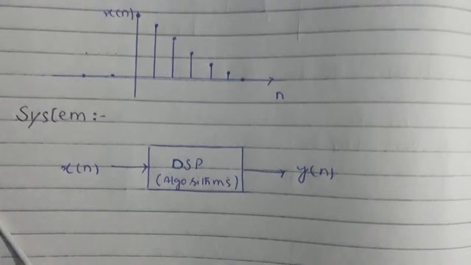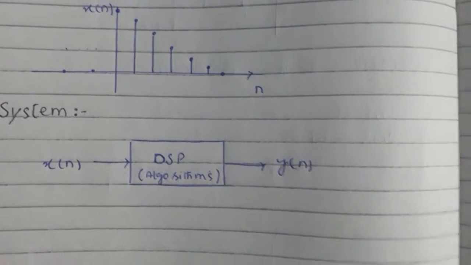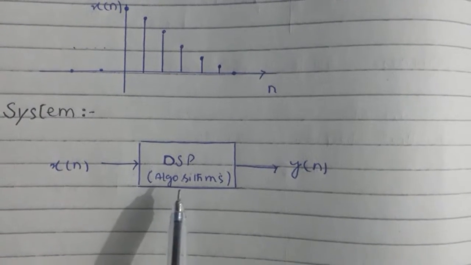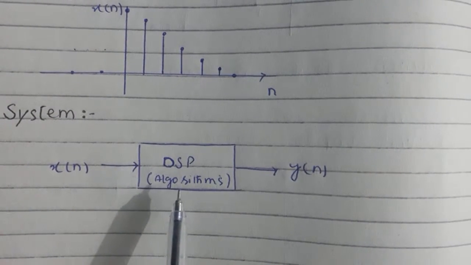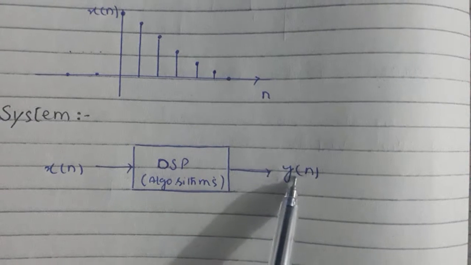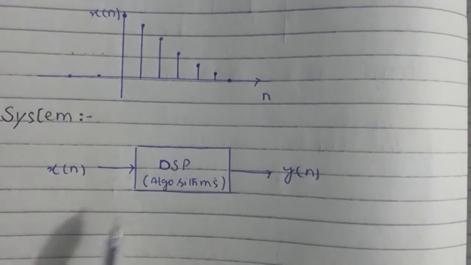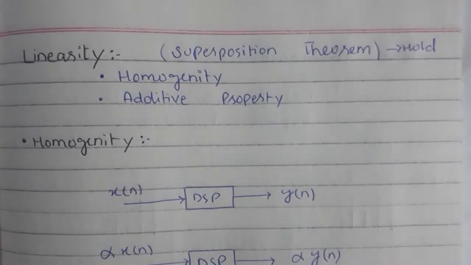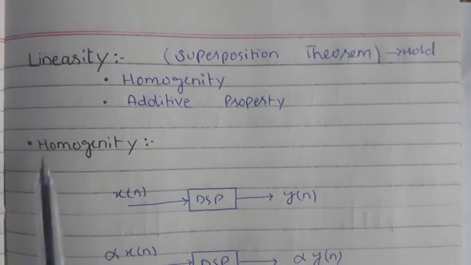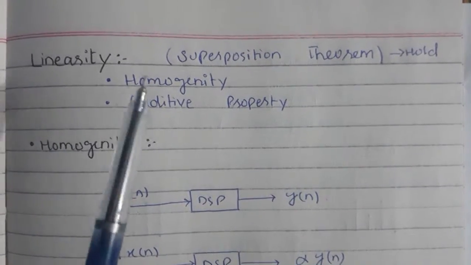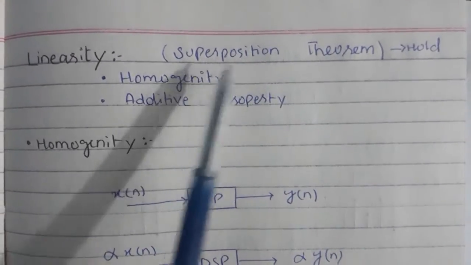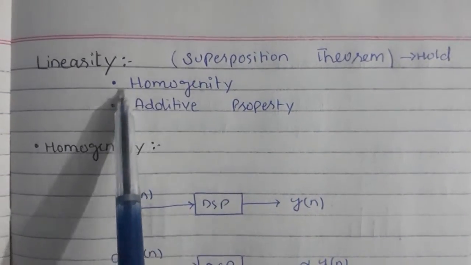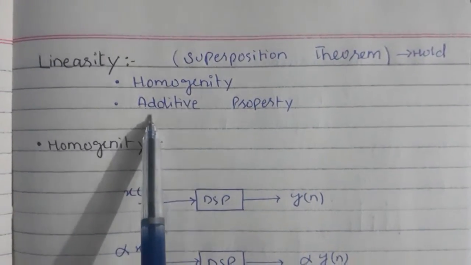Now we see what a system is. Suppose we have x of n as the input, and when some algorithms or theorems are applied on it, we get y of n. Then this completes a system. Now move on. What is linearity? It is a linear function that holds the superposition theorem. In the superposition theorem you have two things: first is homogeneity and the second one is the additive property.